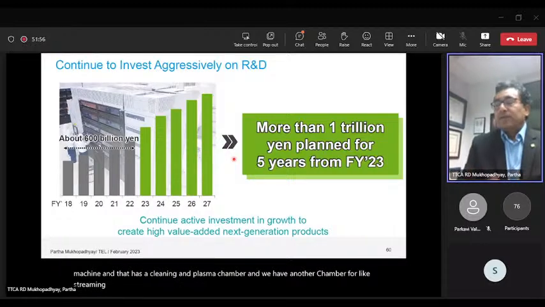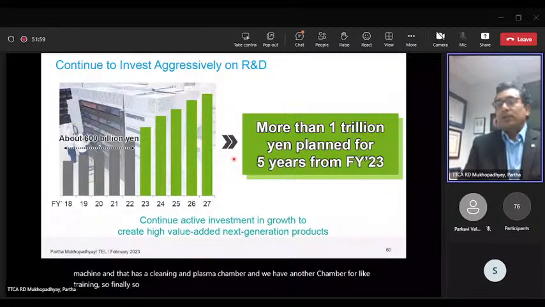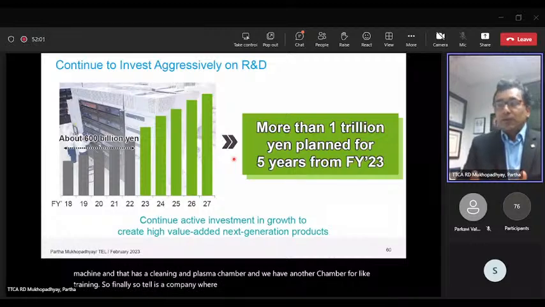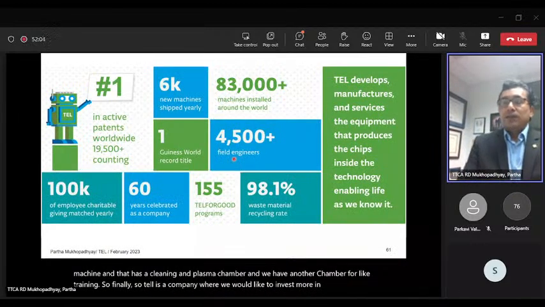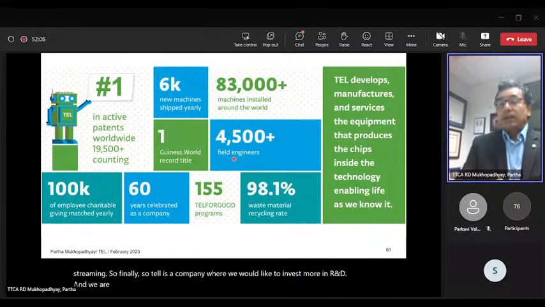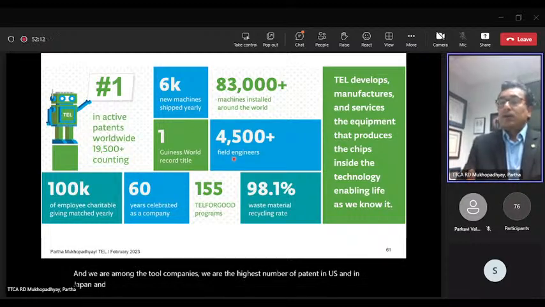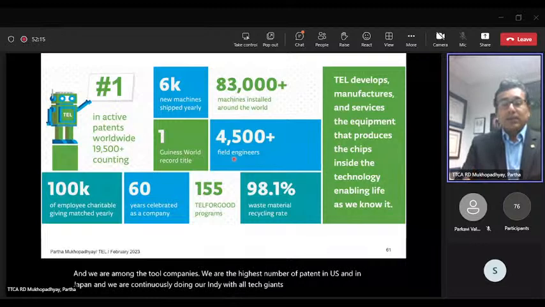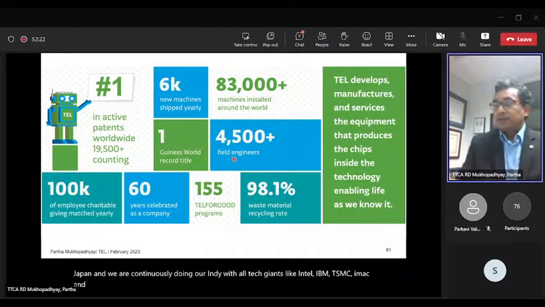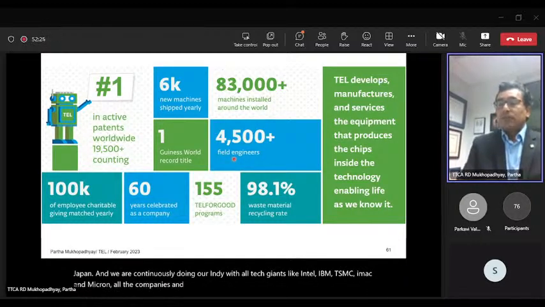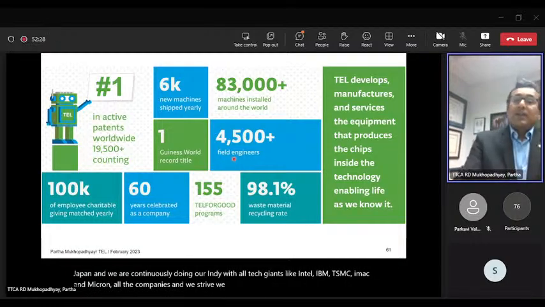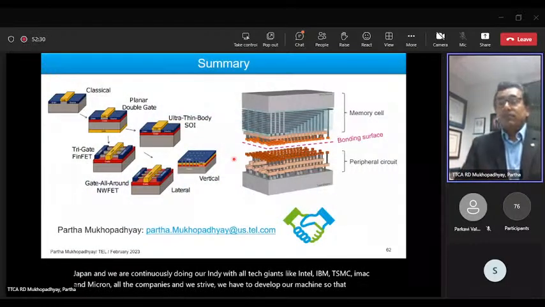So finally, TEL is the company where we would like to invest more in R&D, and among the tool companies, we have the highest number of patents in the US and in Japan. We are continuously doing R&D with all tech giants like Intel, IBM, TSMC, imec, and Micron, all the companies, and we strive. We have to develop our machines so that they can improve their machines.